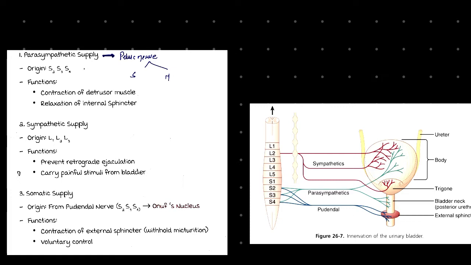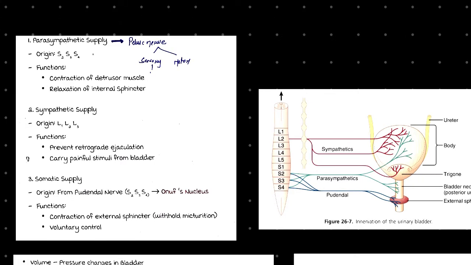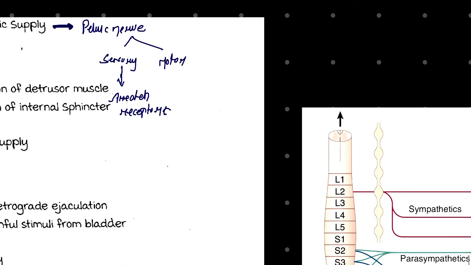The sensory fibers are stretch receptors that carry impulses from the region of stretch activation. The motor fibers carry impulses from the spinal cord to our detrusor muscle.